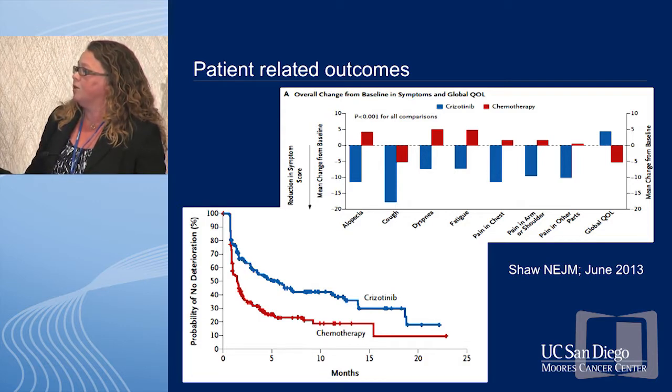The chemotherapy only resulted in one improvement, which is cough. The rest of the symptoms got worse on chemotherapy. And this is time to new onset of symptoms, and crizotinib did better compared to chemotherapy. So crizotinib not only improved the symptoms in patients, but also delayed the recurrence of the symptoms.